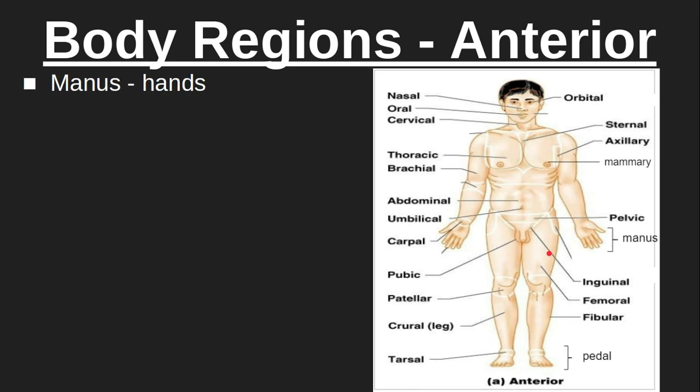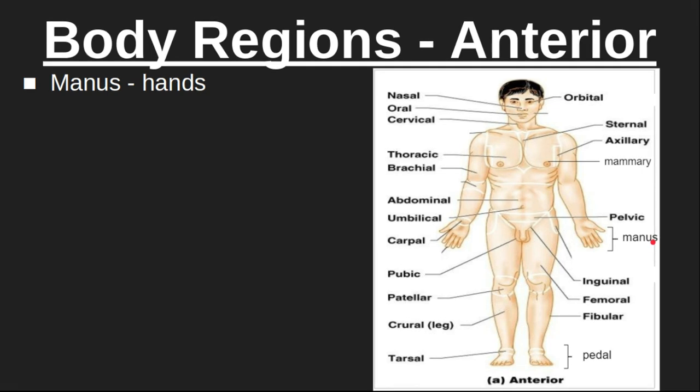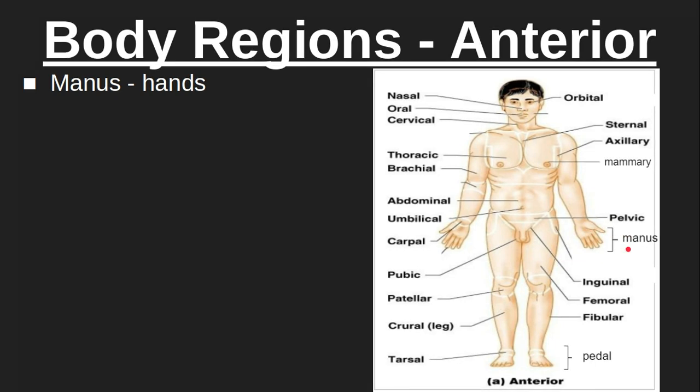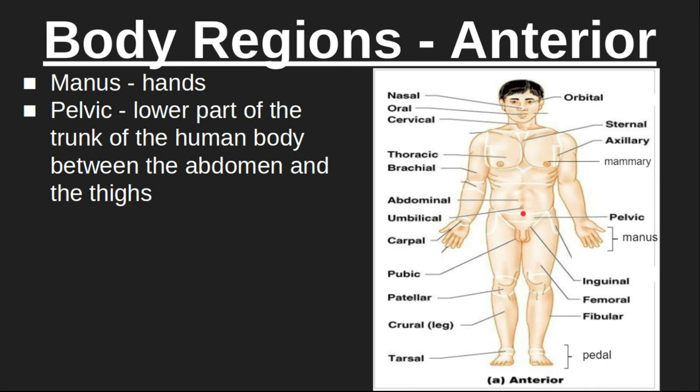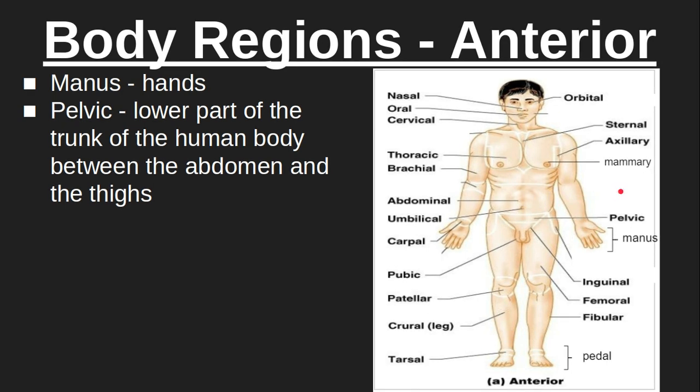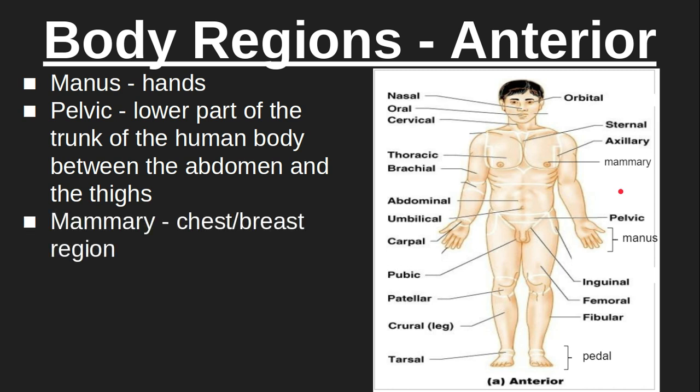I'll go through the last few of these. The manus region is the hand. In your typical anatomical position, the hands are upturned with the palms facing forward, which makes it a little easier to talk through this. I will talk about some different regions of the hand. The pelvic region is the lower part of the trunk that connects the abdomen to the thighs. Think of the bowl-shaped pelvic bone in your skeletal structure, the thing that connects the upper and lower body regions together.